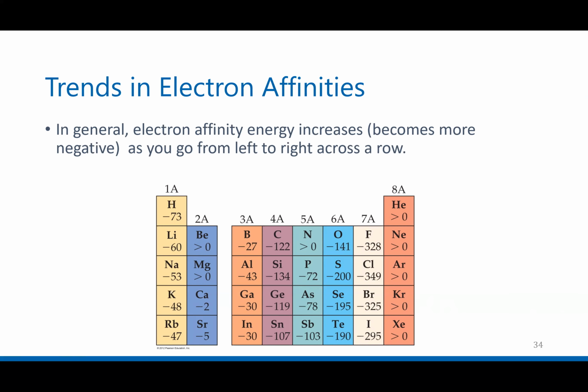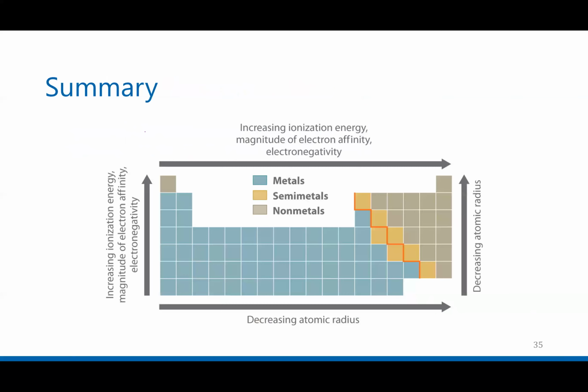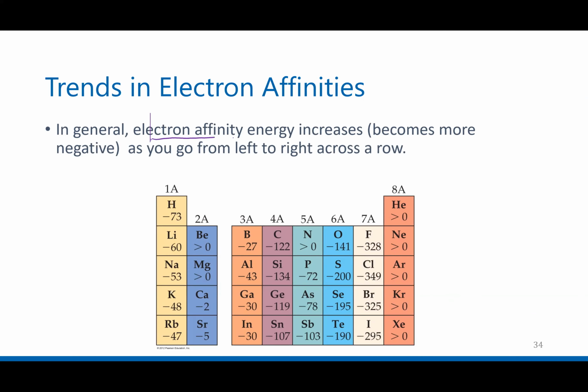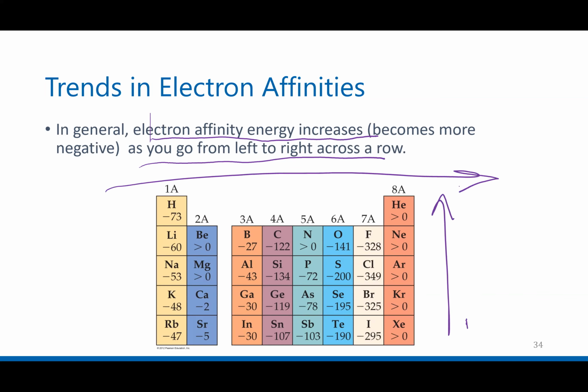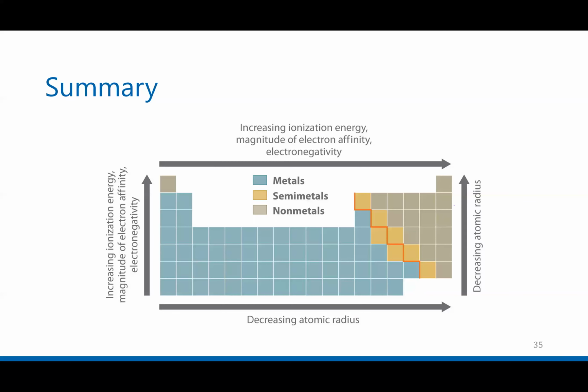Okay, so in general, electron affinity increases as you go from left to right across a row. And it also increases typically as we go up as well, which isn't written down there. Okay, so this is it, guys. I've spent probably 30, 40 minutes talking from today and yesterday, and this is really all you need to know.